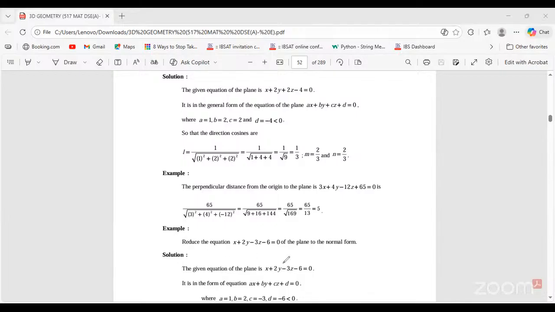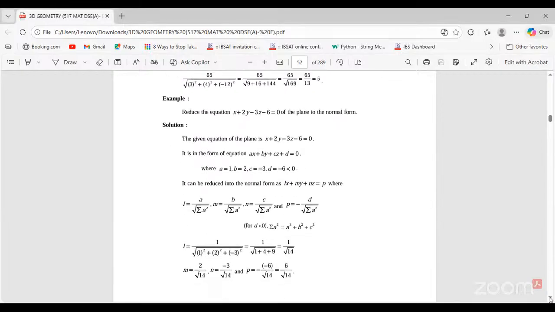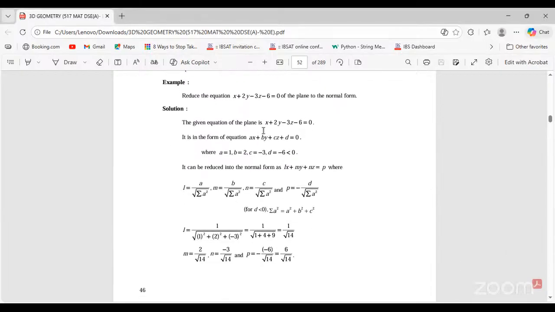Now, reduce the equation of the plane to the normal form. What is the normal form? The general form of the equation of a plane is Ax plus By plus Cz plus D equals 0. We have to convert this equation into normal form.